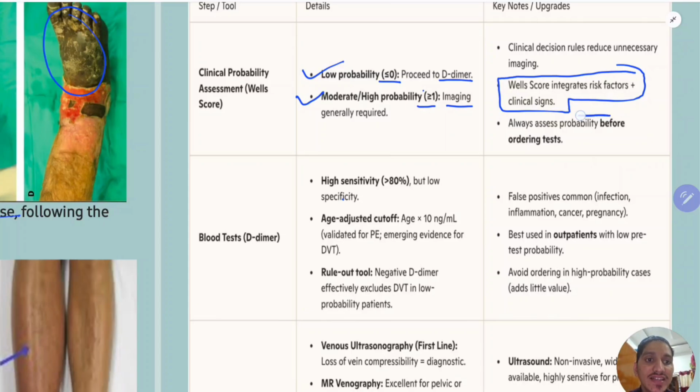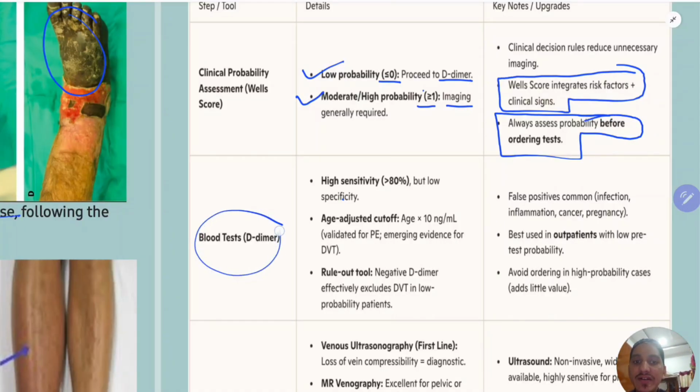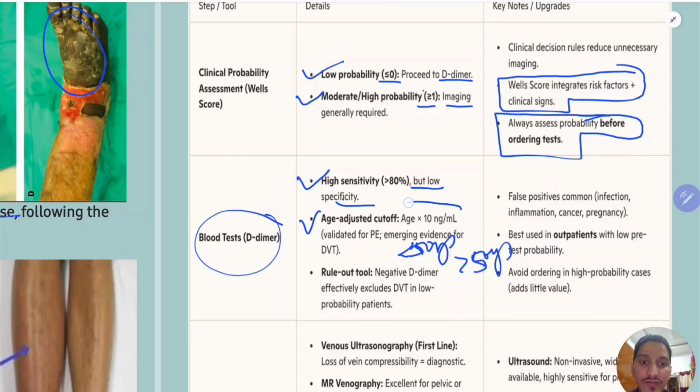Always assess the probability before ordering diagnostic tests. The probability is nothing but risk factors plus clinical signs. Okay. So D dimer has a high sensitivity but low specificity. Age adjusted cutoff: for less than 50 years of age, you follow the same range which is given by the pathologist. But for more than 50 years of age, we will multiply age by 10 nanogram per milliliter, so for example 51 years, the value will be 510 nanogram per ml.